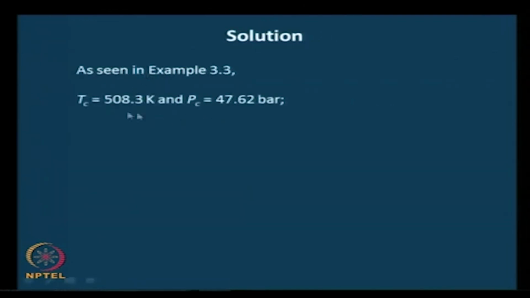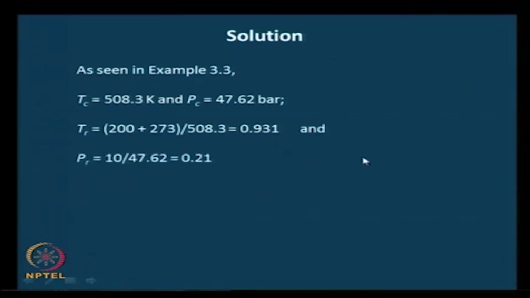Our TC and PC values are known, 508.3 Kelvin and 47.62 bar, and therefore for the conditions of temperature and pressure in the problem, which is 200 degrees C and 10 atmospheres if I remember correctly, the reduced temperature will turn out to be 0.931. This is 200 degrees C plus 273, so 473 Kelvin divided by the TC value 508.3, that turns out to be 0.931, and our PR, reduced pressure, is 10 atmospheres divided by PC 47.62, and that will turn out to be 0.21.